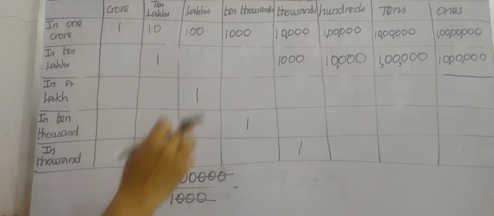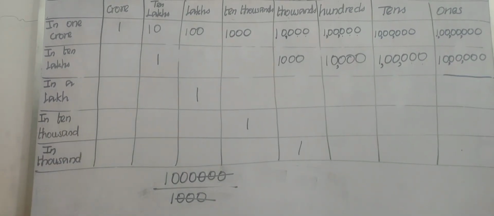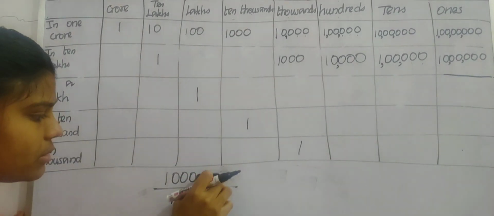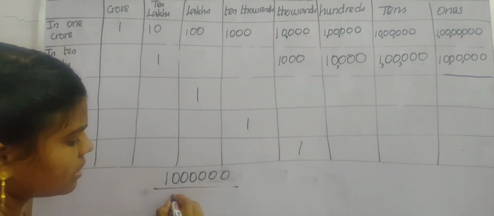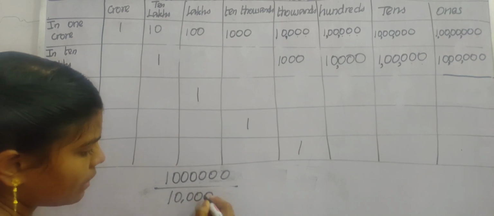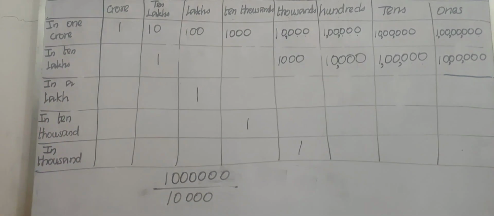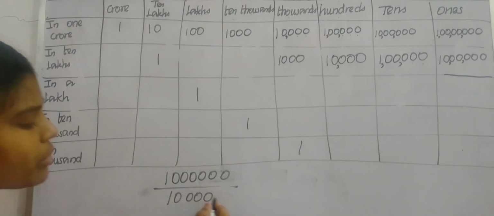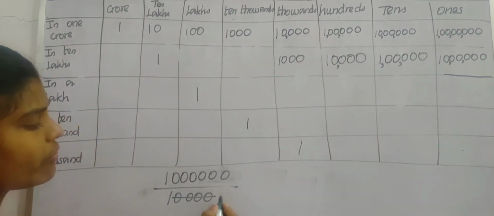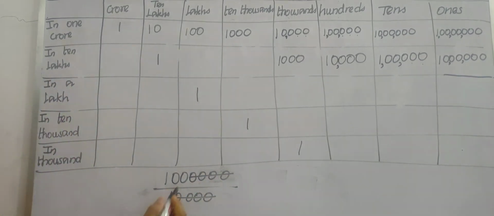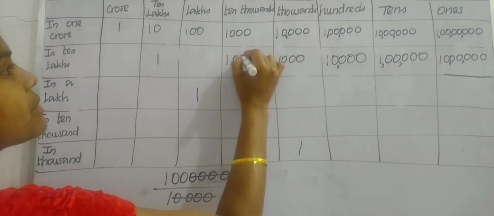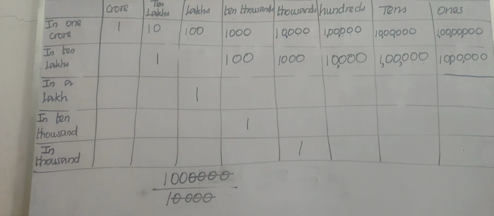Okay, so let us find for 10,000. So this one is 10,000, right? So let us strike out the zeros. Okay, so 4 zeros we are having, and in 10 lakhs also we need to strike out 4 zeros. So how many digits will we get? 100. Okay, so there are 100 times 10,000s in 10 lakhs.